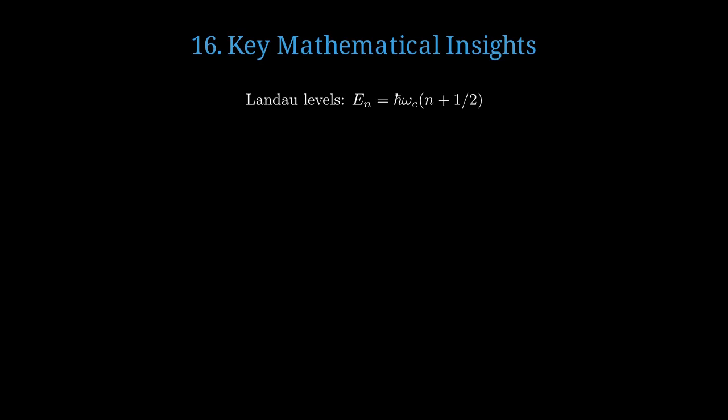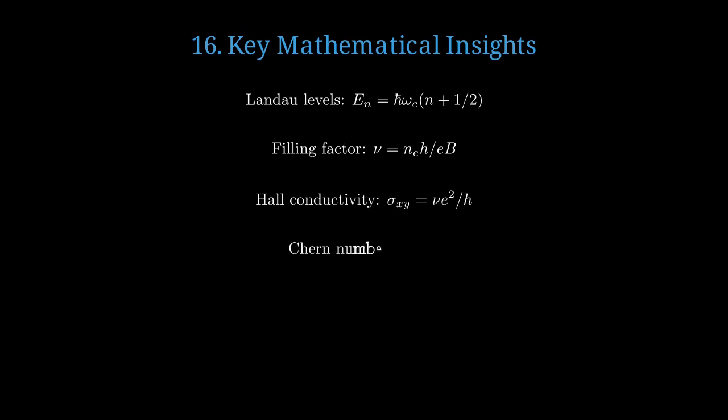Let's summarize the key mathematical insights that explain the quantum Hall effect. First, Landau quantization creates discrete energy levels in a magnetic field. Second, the filling factor determines how many Landau levels are occupied. Third, the Hall conductivity is quantized in units of e squared over h. Fourth, the Chern number is a topological invariant that must be an integer. Fifth, edge states are topologically protected and carry dissipationless current.